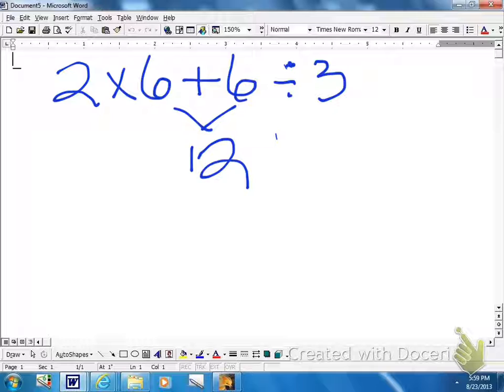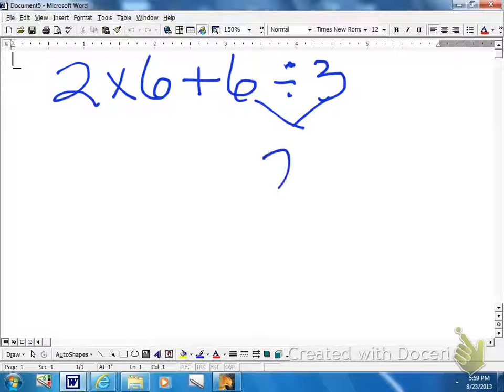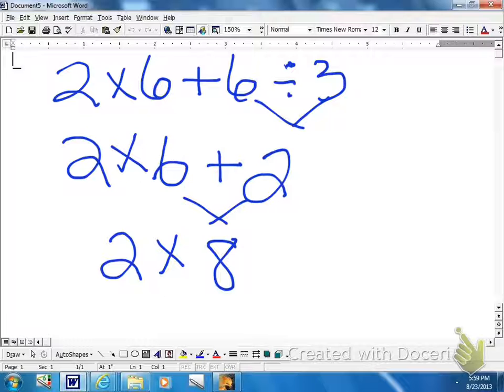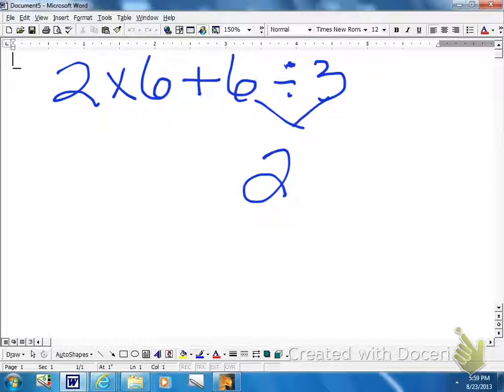Okay. What if I solve it a different way? Let's say I go ahead and I divide first. 6 divided by 3 is 2. Now bring the rest of my problem down here. I can't forget the rest of it. And then I say, well, let's go ahead and add 2 plus 6, 8. And bring the rest down. And 2 times 8 is, well, 16. Yet another answer. Guess what? All of these answers are wrong because of the order of operations.